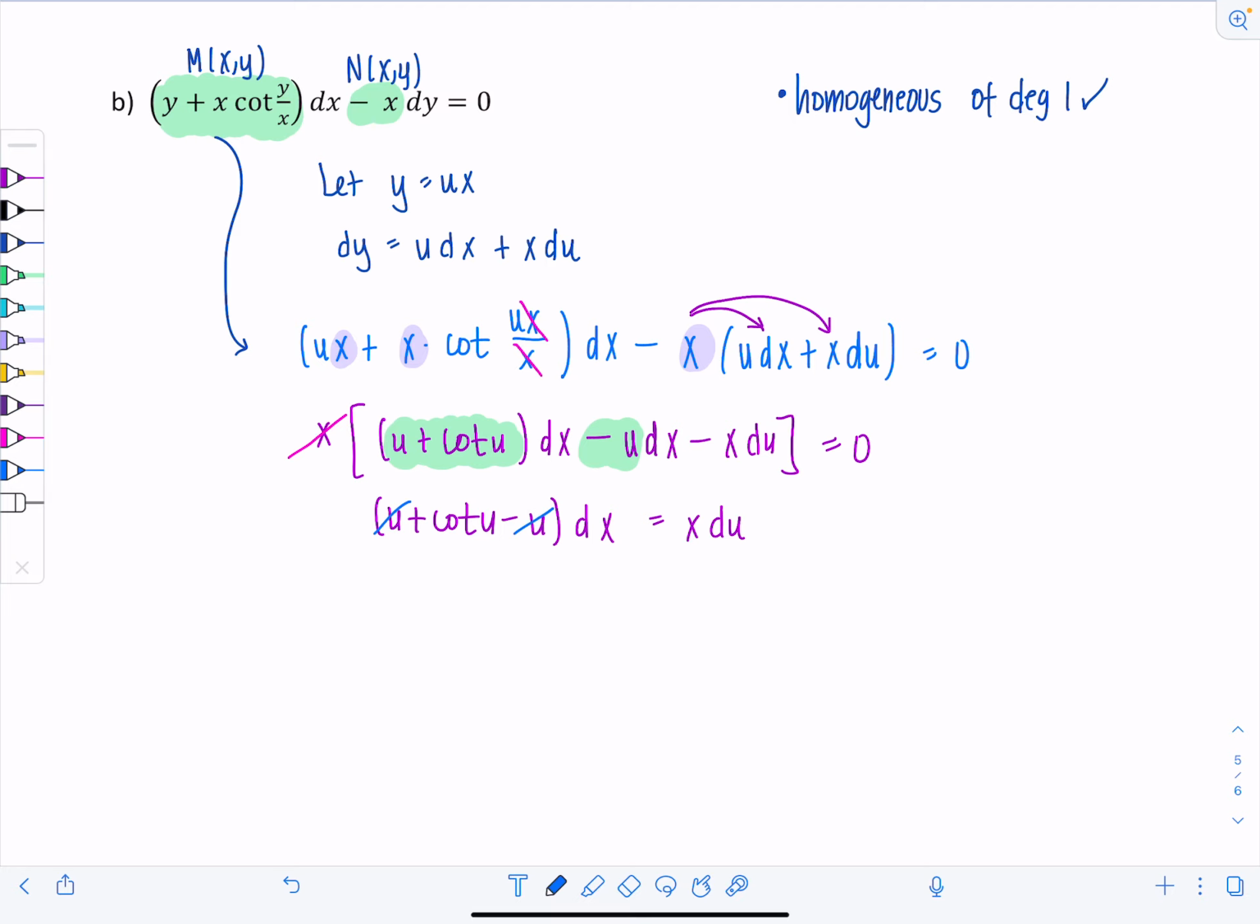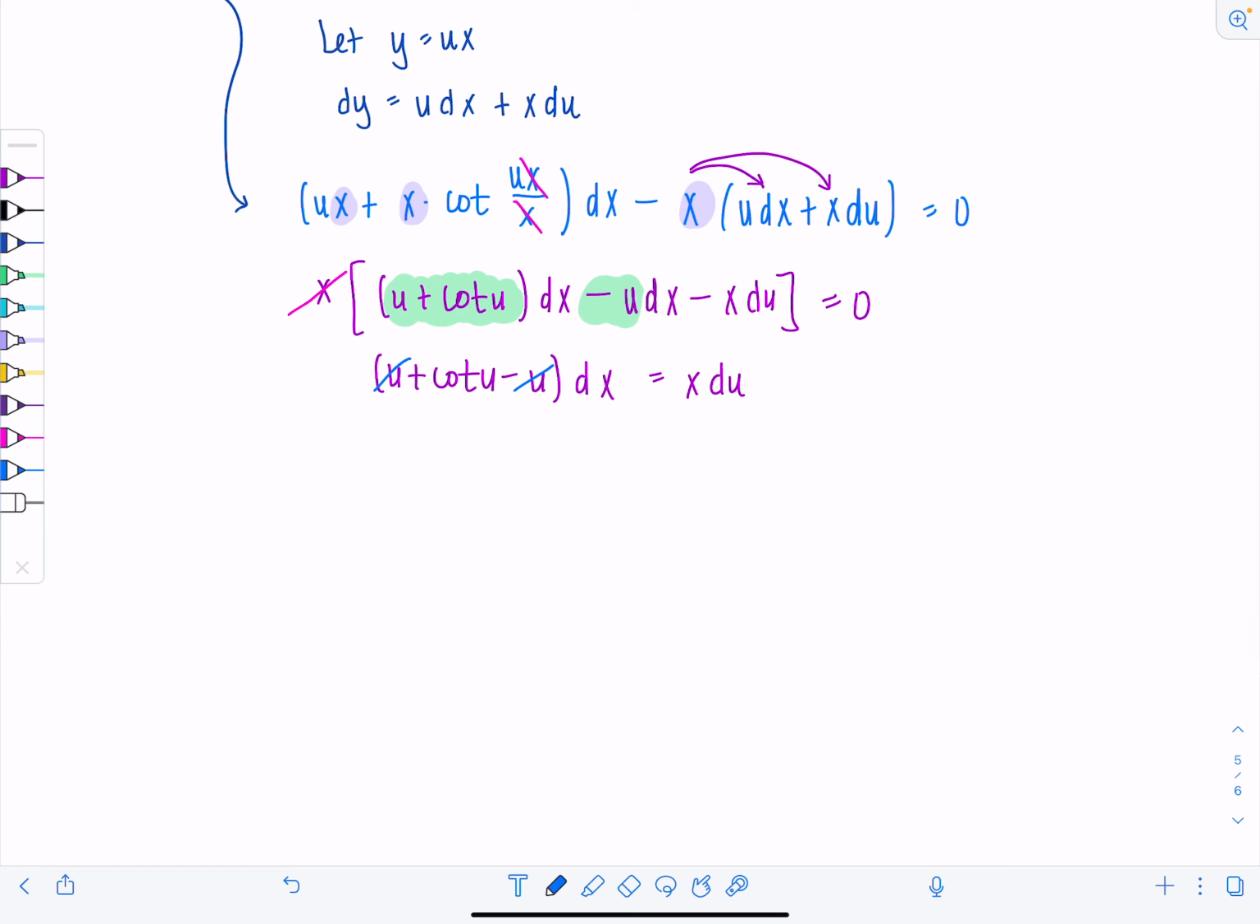The process will get repetitive after you do enough examples, so you should start to get comfortable. And then we have cotangent u dx is equal to x du. And now let's go ahead and separate our variables. So we have dx over x is equal to du over cotangent u, but I'm going to rewrite that. That's tangent u du, right, people?